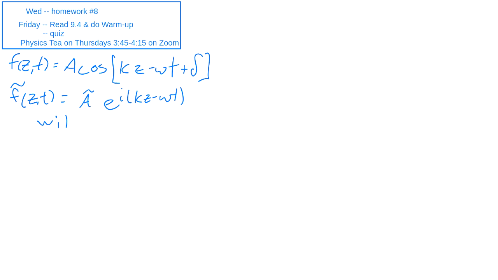with a complex amplitude. And a complex amplitude included the real amplitude, but also included that phase factor from the phase constant. And so then to look at f, the actual function, all we have to do is take the real part of this right here. So we can say again that, like that.